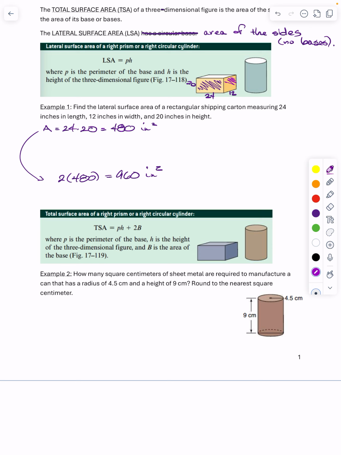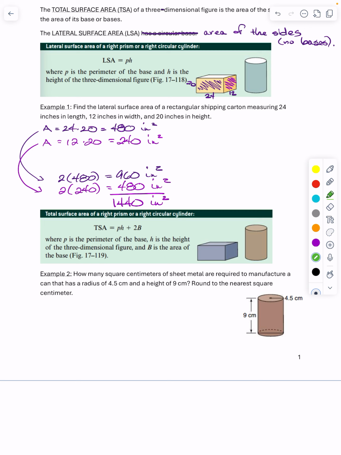And then I also have these to the sides. And that area is going to be 12 times 20, which gives us 240 square inches. And I'm multiplying by 2 because there are 2 sides that are that same size, right? When I add those together, I get 1,440 square inches.